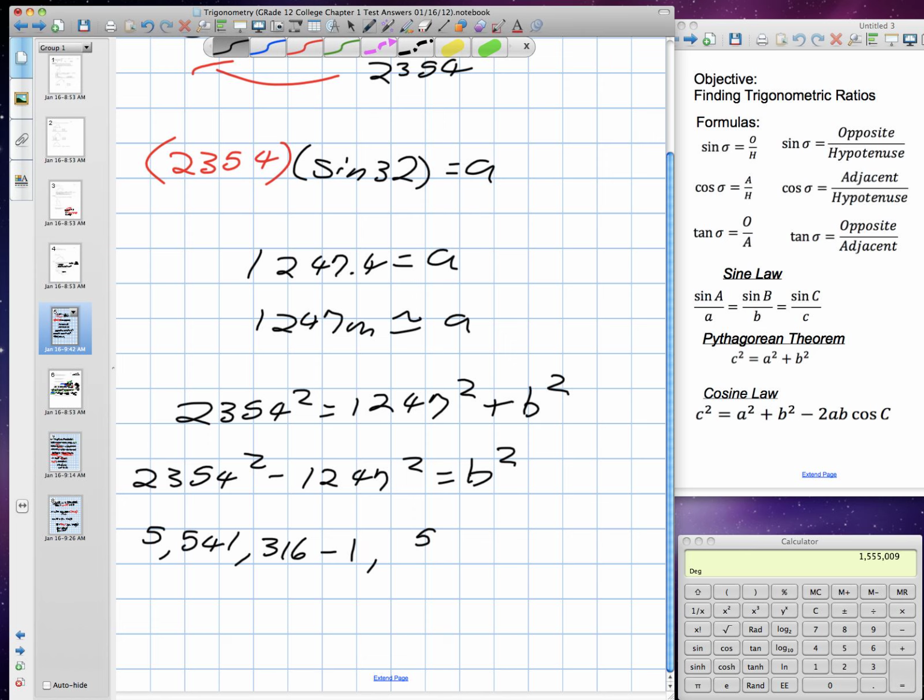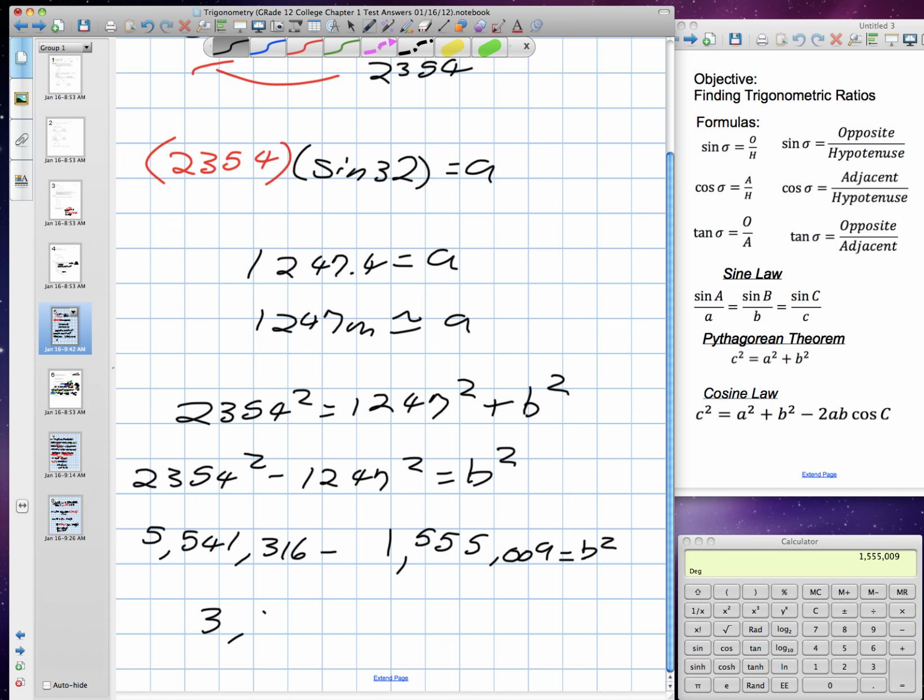Well, I wrote that really funny, eh? Let's fix this up a little. We're going to subtract those two very large numbers. So 5,541,316 subtract 1,555,009 is equal to 3,986,307, which is equal to b squared.